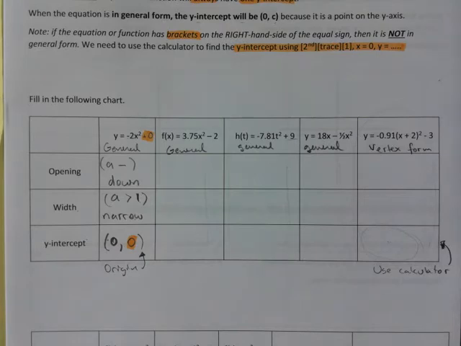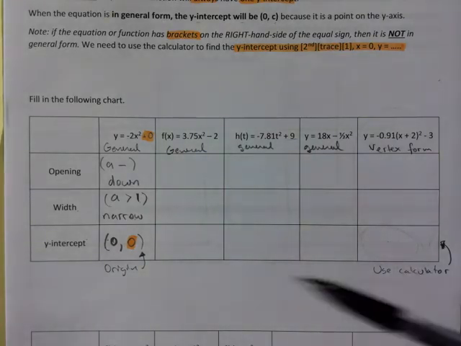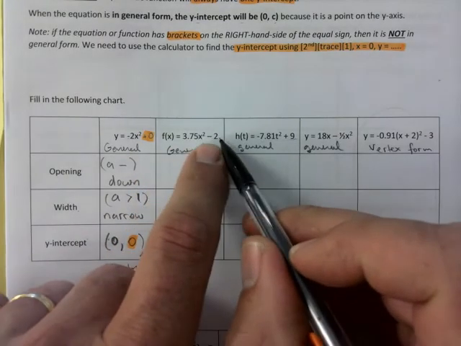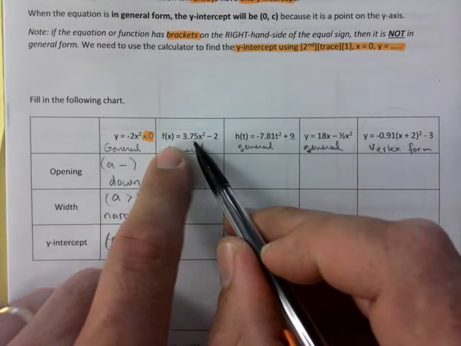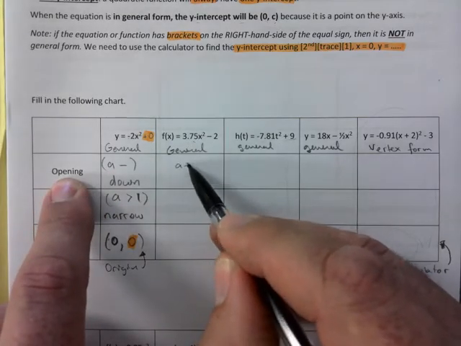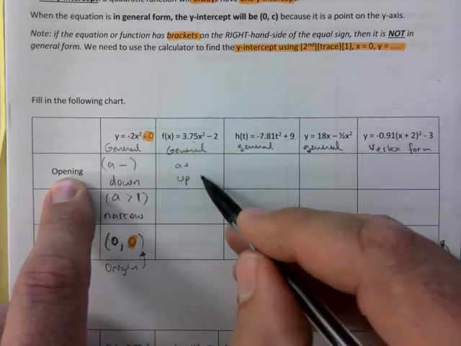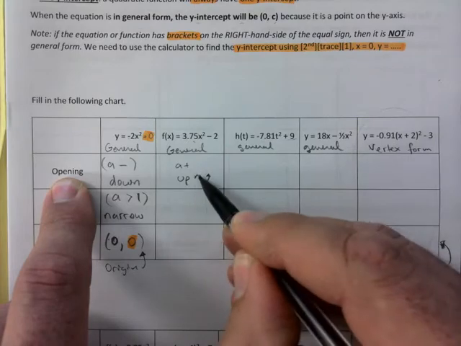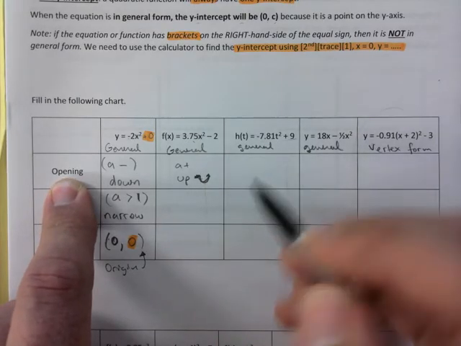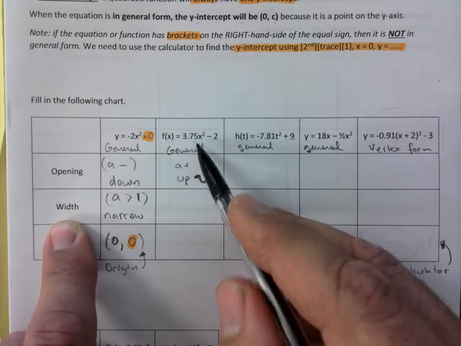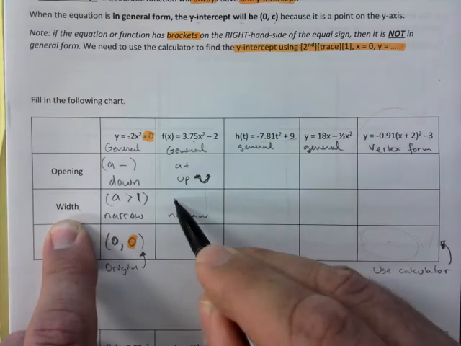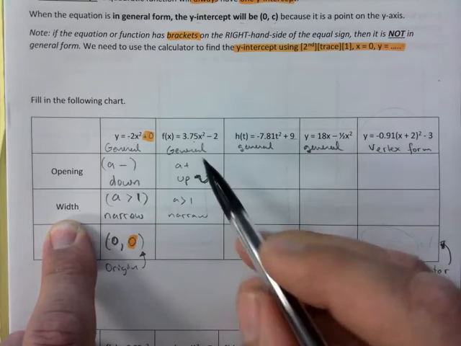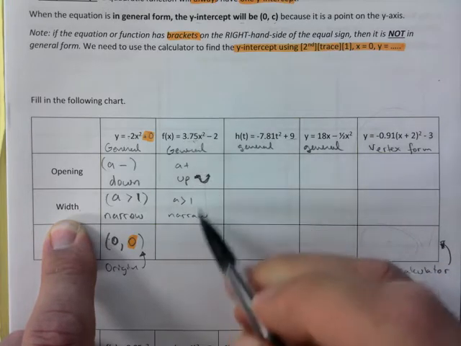So let's check the first table. With this, the leading coefficient is 3.75. That's my focus, right? I see that A is positive, so it'll be pointing up like this. And the width is, what would you say? That would be narrow as well, right? Because A is greater than 1, just looking at the value itself, not the sign.